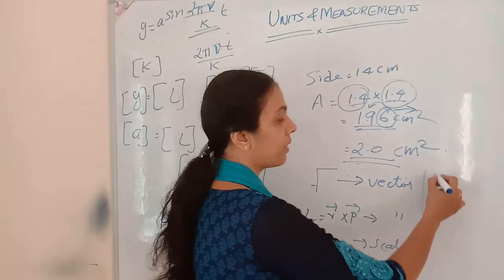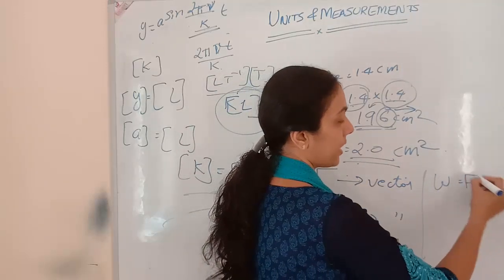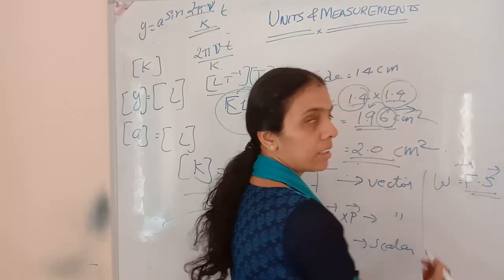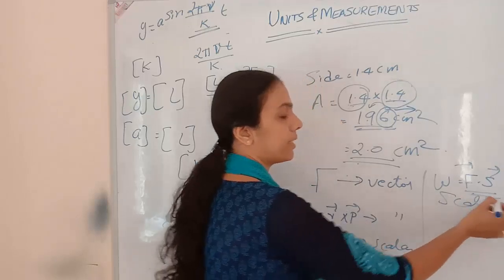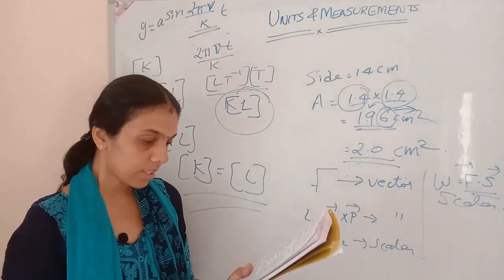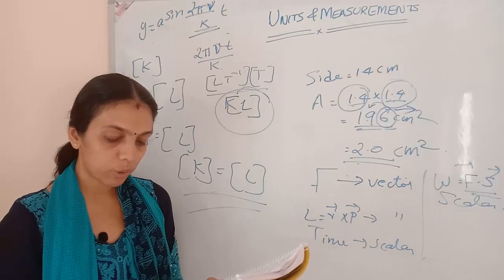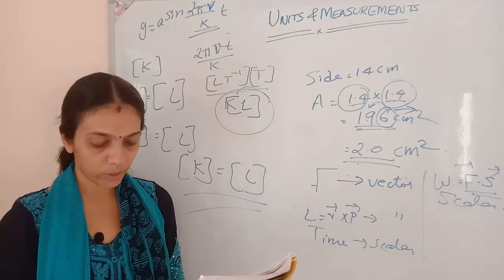And work done is equal to F dot S. Dot product is a scalar quantity. So work done will be a scalar quantity. Okay, clear? So the next one is, which of the following measurements is more accurate?